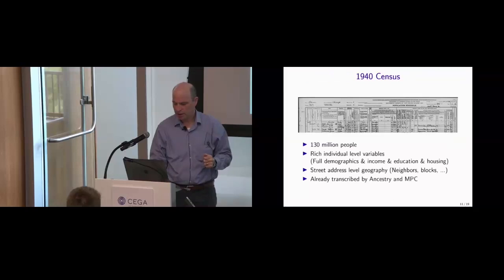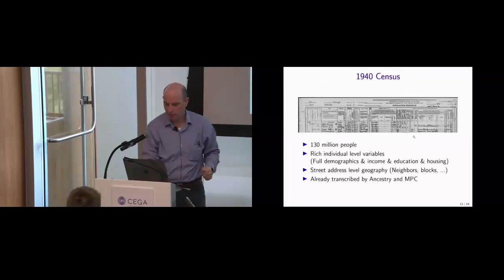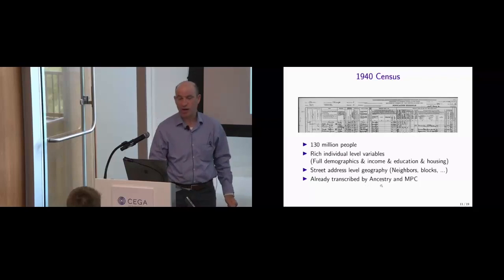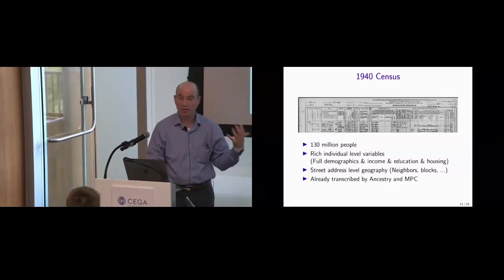Here's the 1940 census. This is what the forms look like. These have all been transcribed. Again, Ancestry. We just heard Ancestry being referred to in the previous talk. This is an unbelievable revolution brought about in the availability and transcription of data and the gathering of data by these private companies. It's pretty remarkable, and it is having a big spillover to social science.